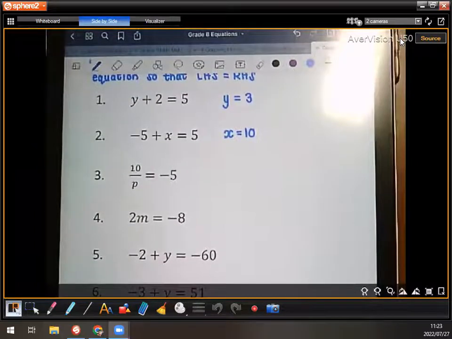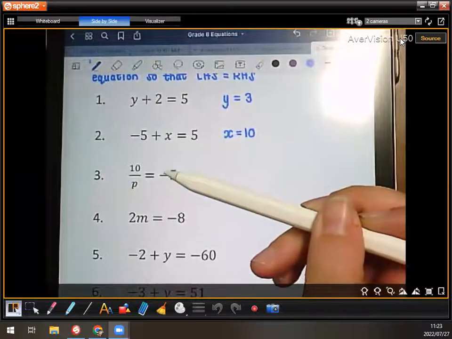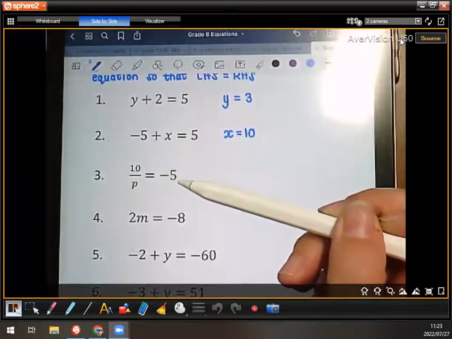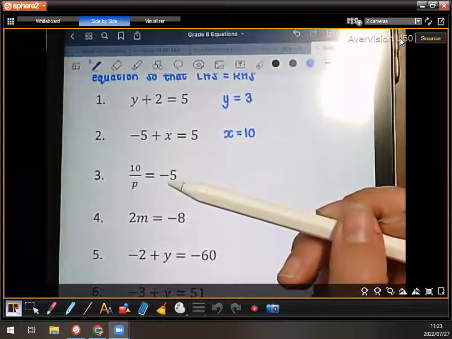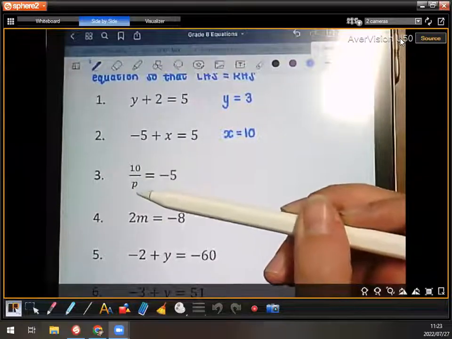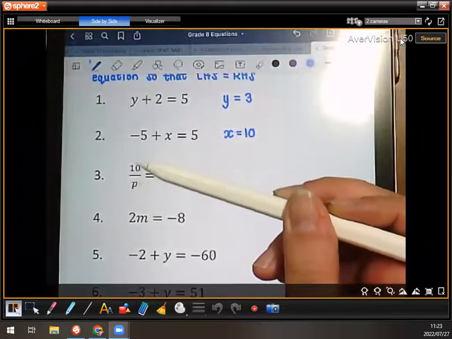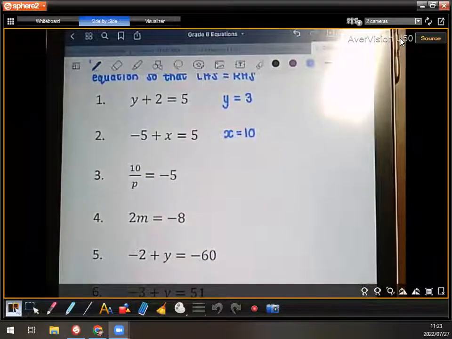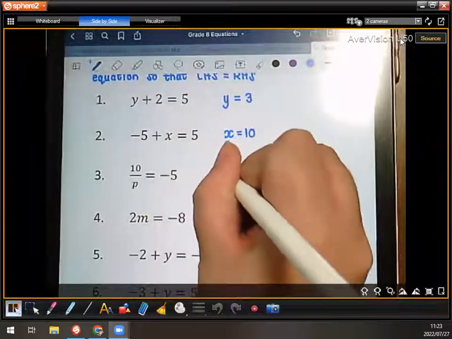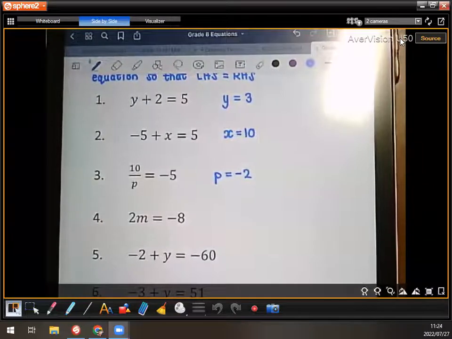The next one. What am I doing here? What does a fraction mean again? It means division. Good. So now I have to say 10 divided by what number will give me negative 5? What do we think? Firstly, what kind of number must it be? Must it be a positive number or a negative number? It has to be negative, right? So 10 divided by what negative number will give me negative 5? Negative 2, hey? So P is equal to negative 2.